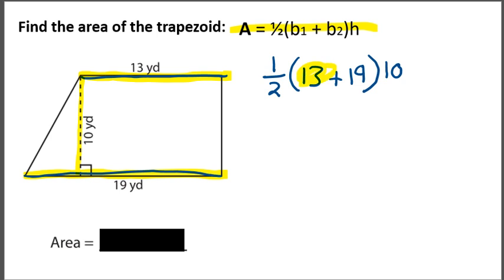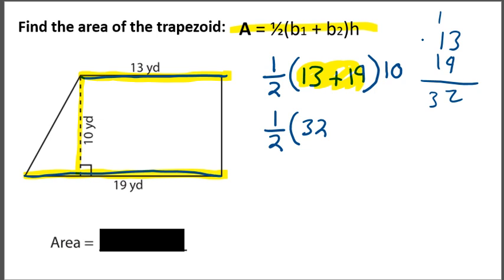And now it's just a matter of doing the order of operations. As we know, we've got to do the parentheses first, so we need to do 13 plus 19. Well, I know 20 plus 13 is going to be 33, so if I subtract one of that, I should get 32. Let's double check. 9 plus 3 is 12, carry the 1, and boom, boom, boom. Yep, it's 32. So now that I've added everything in the parentheses, I now have 1/2 of 32 times 10.